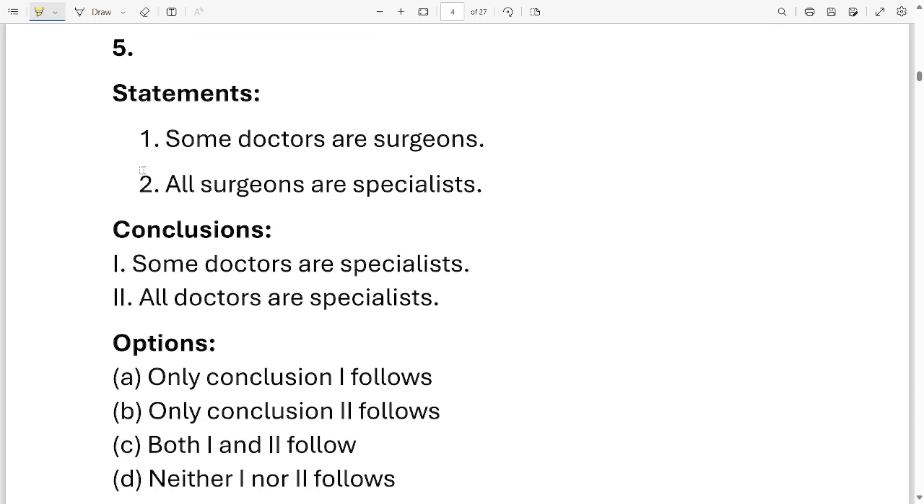Next one. These are the two statements. Some doctors are surgeons. Next statement, all surgeons are specialists. These are the two statements and the conclusions are some doctors are specialists, all doctors are specialists. Now look at the two conclusions and choose the correct option. Your options are only conclusion 1 follows, only conclusion 2 follows, both 1 and 2 follow, neither 1 nor 2 follows. It is option A, only conclusion 1 follows, which is some doctors are specialists.